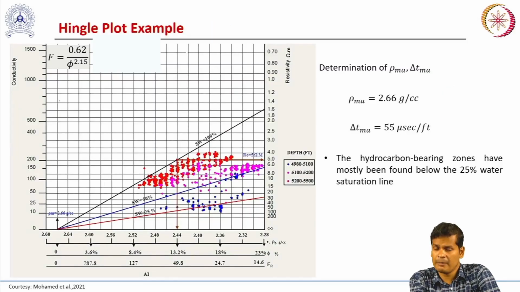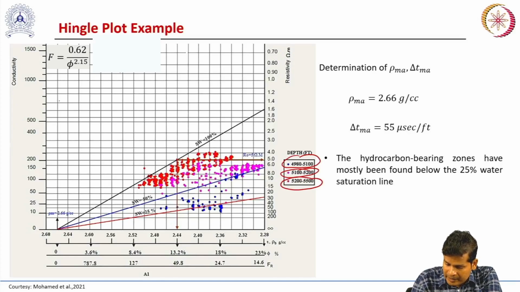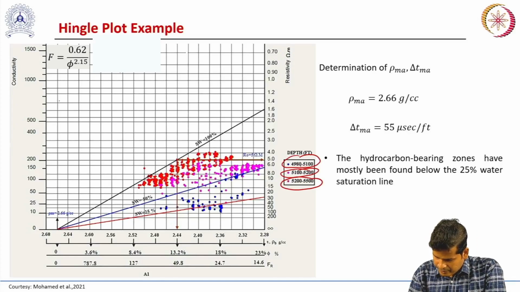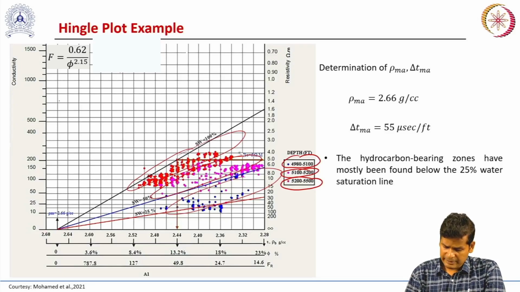So let us take a field example of this. You can see this is a field example where we have plotted the data, and you can see the data from 3 depth intervals have been plotted, which can easily be identified on this cross plot. So blue points are at a depth of 4980 to 5110 feet, and then pink and red points are at different depths. So you can see we have 3 clusters. One is this red cluster, second is the pink cluster, and then we have a blue cluster of data points. Because all the zones have different water saturation.